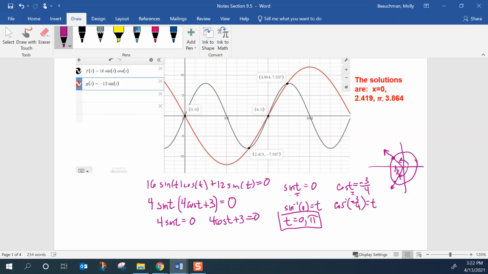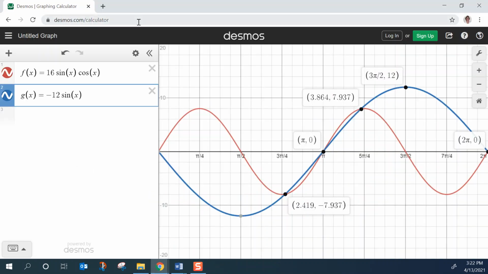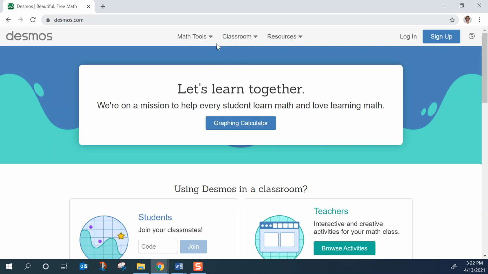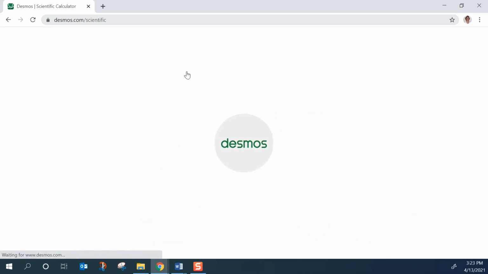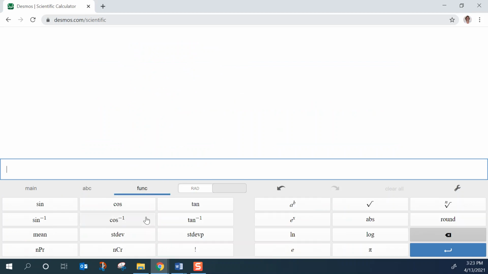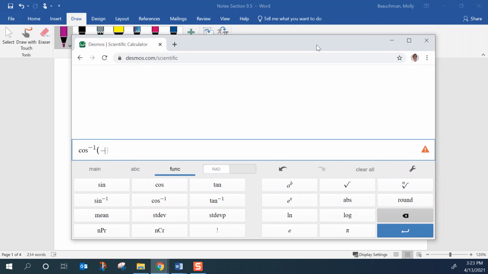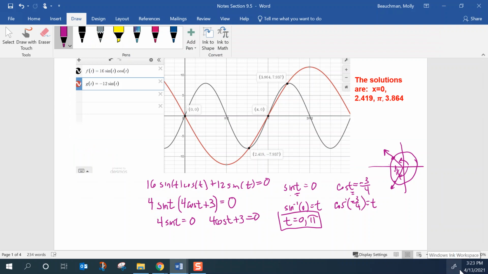So inverse cosine, make sure you're in radians. I'll go ahead and use the Desmos scientific calculator. Make sure you're in radians, and I want the inverse cosine of, let me see what my value was here, inverse cosine of negative 3/4. So that's negative 0.75. And I get a value of 2.419. So that's where this first value comes from, the 2.419.